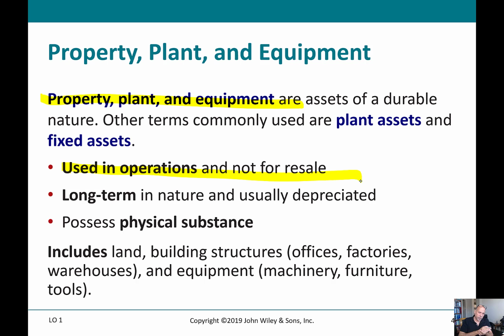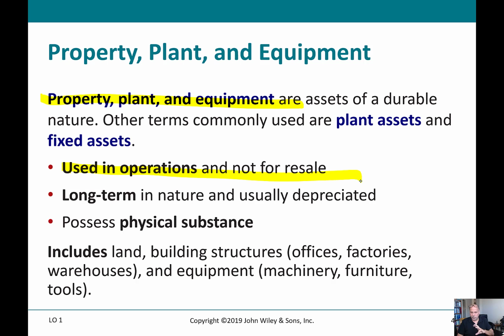If it's being used in operations, rules are what? It's going to be carried at historical cost. If it's a depreciable property, basically not land, then we'll have to record depreciation on that. And if the value of that property falls below historical cost, we will have to take an impairment loss on that, which is more in Chapter 11. We do not write up our property above historical cost.